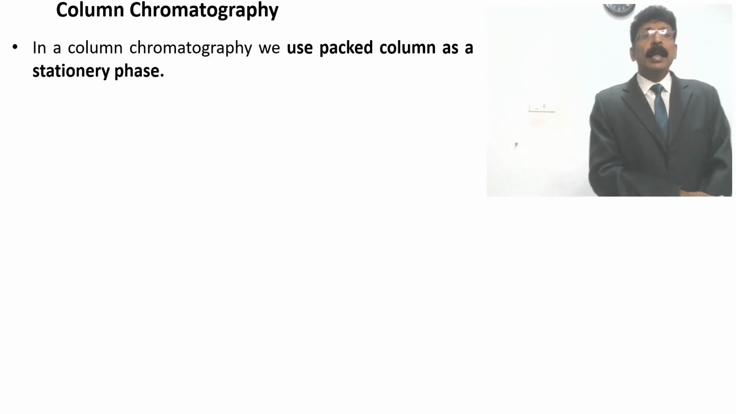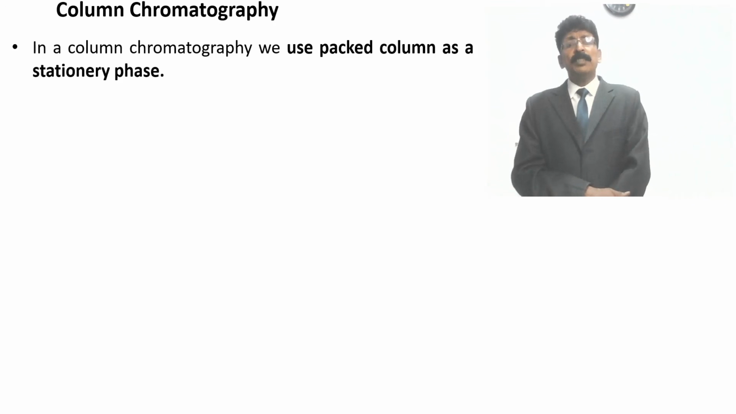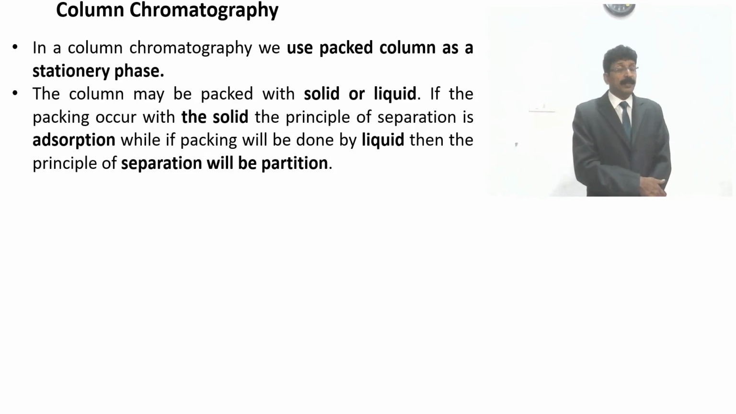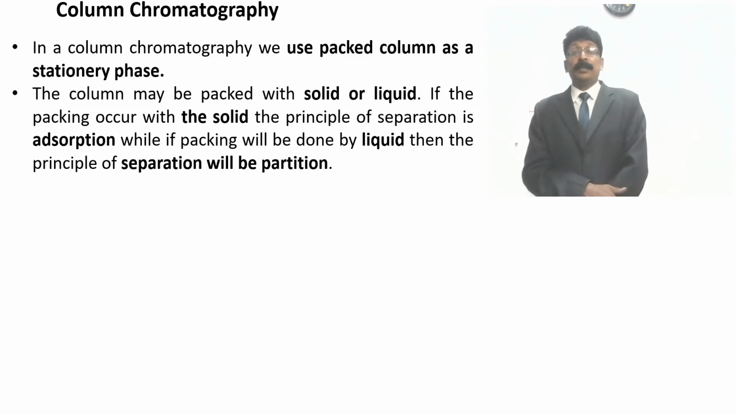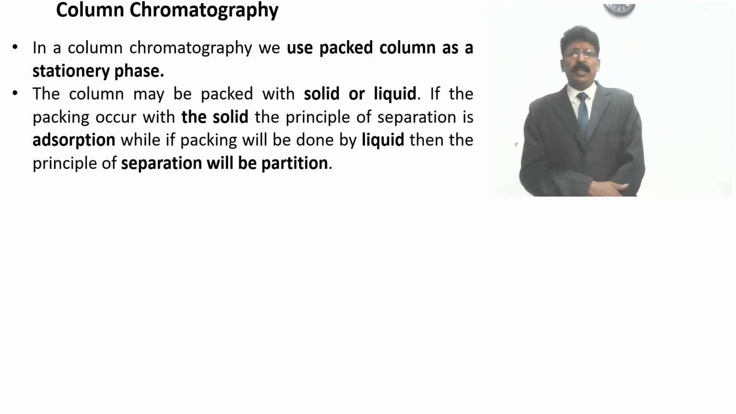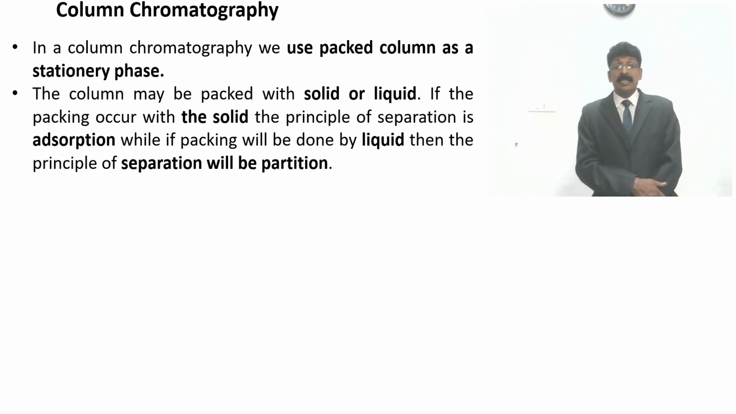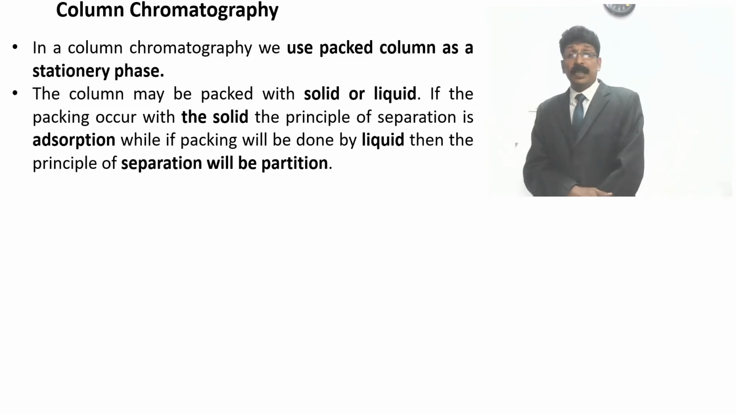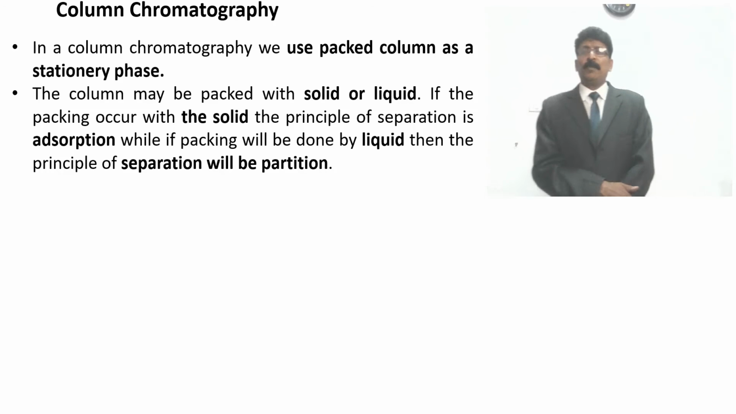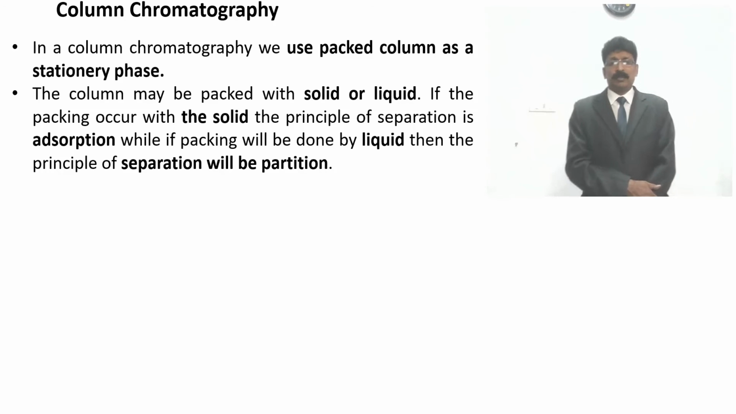In column chromatography, they use a packed column with a stationary phase. The column may be packed with a solid or a liquid. As I told, if you want to hold the liquid in a tube, it needs a supporting material. If it is a solid stationary phase and the mobile phase is a liquid, then it works as adsorption chromatography. A liquid stationary phase and a liquid mobile phase will work with partition chromatography as the basic principle.